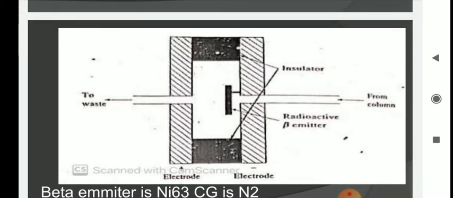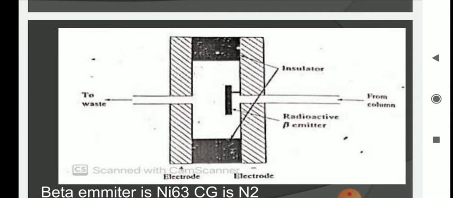We were talking of the electron capture detector. Now you can see in this diagram that you have a chamber in which there is almost a vacuum, and you have a radioactive beta emitter. The vertical black strip which you are seeing in the center is the beta emitter, which is made from nickel 63. It's a radioactive substance which emits beta particles or electrons.